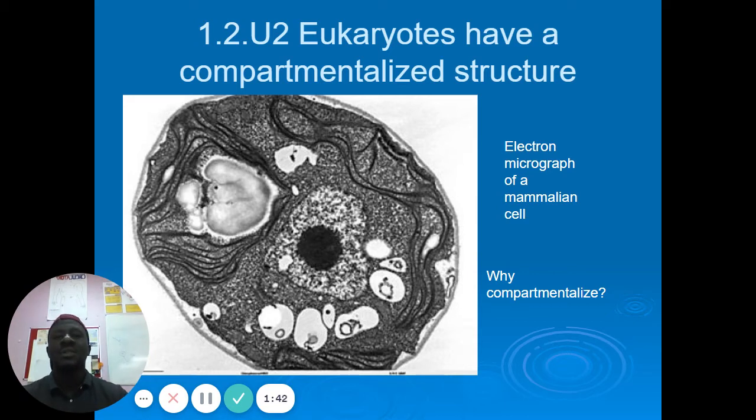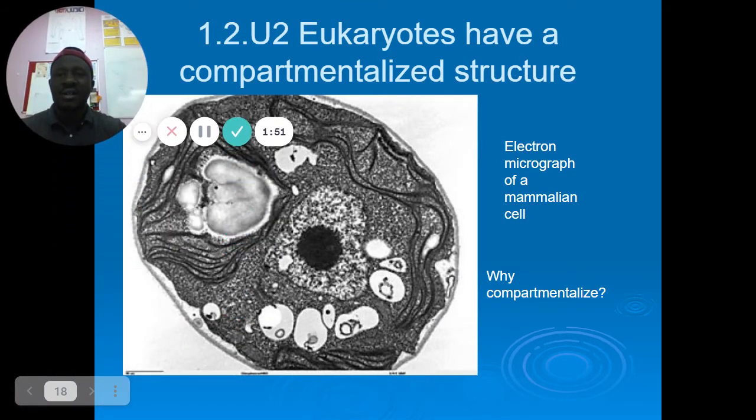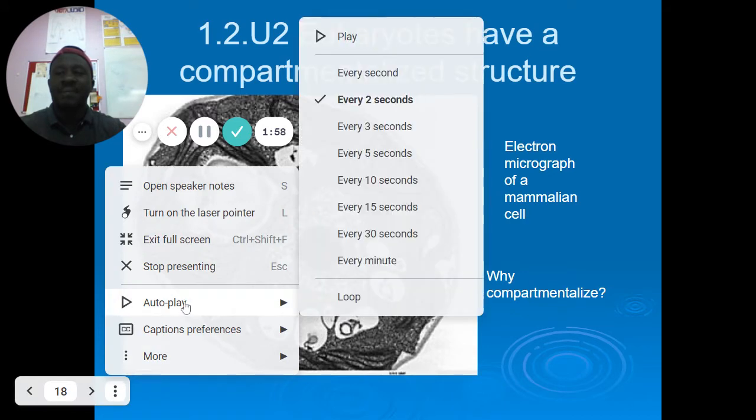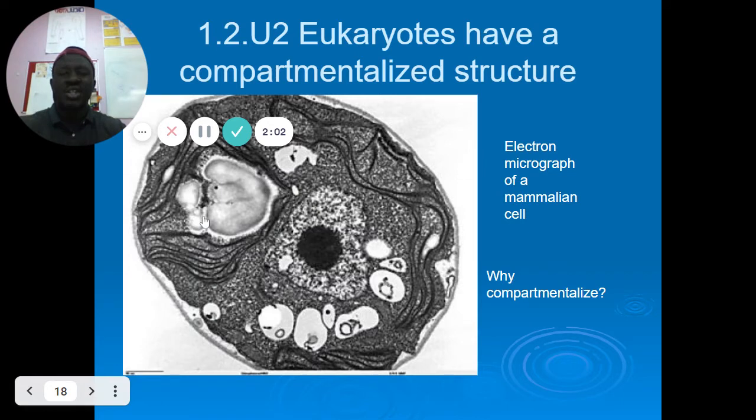Thank you. So what do we call eukaryotic cells? We said eukaryotic cells are basically cells which were formed after the formation, or evolution, of the nucleus. So whenever you see a cell with a specific nucleus, it is referred to as a eukaryotic cell.